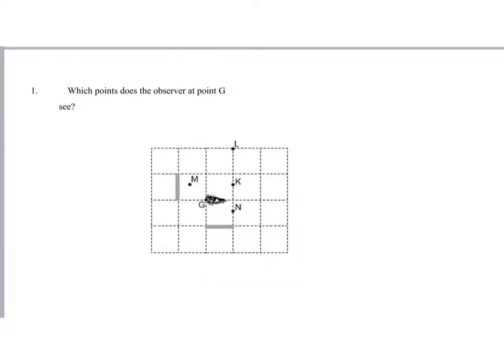Here again we take the symmetry of the observer according to the one on the left. We draw two lines to the edge of the mirror. So this region is where the observer can see points. So from this mirror, K, L, and M points are observed.